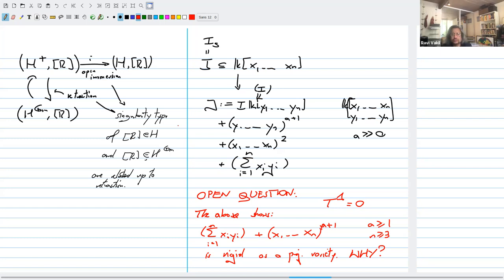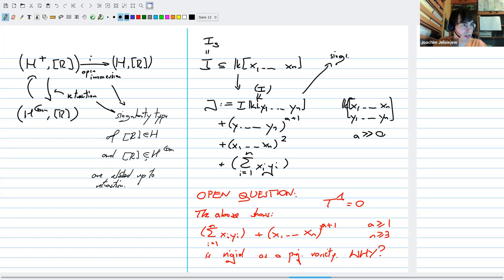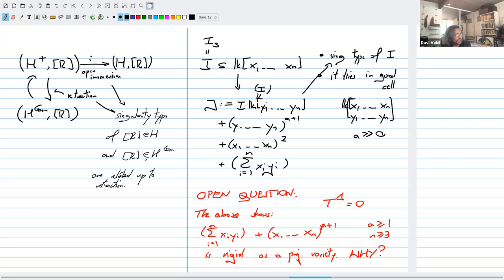And can you say something? The top part of this page, it looks like this is a clever gadget to do something, and I don't have an okay design to do. Yeah. So this has the properties that we want, namely, just oversimplifying a lot, it has the singularity type of I, that's one thing. And on the other hand, it lies in the good cell. So really this map I near it is an open immersion. And you just had this inspiration that this would do that.